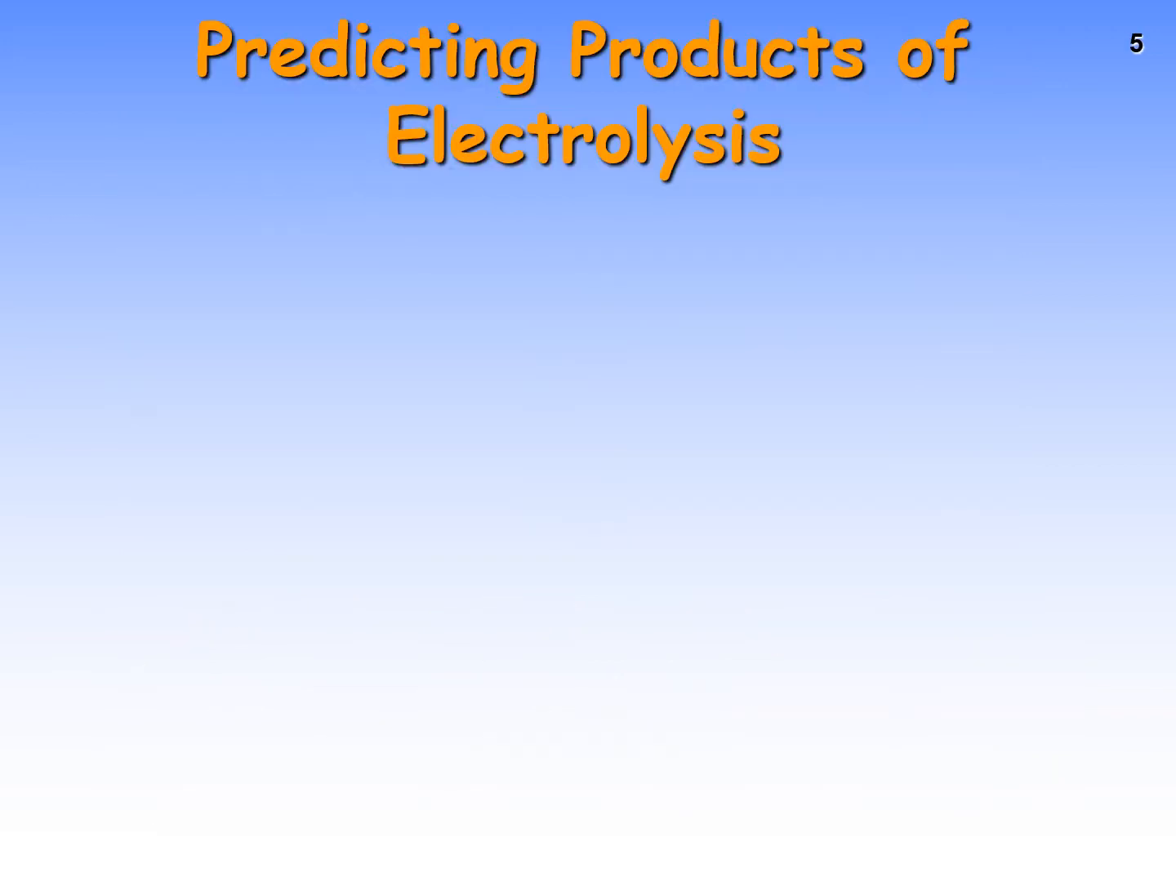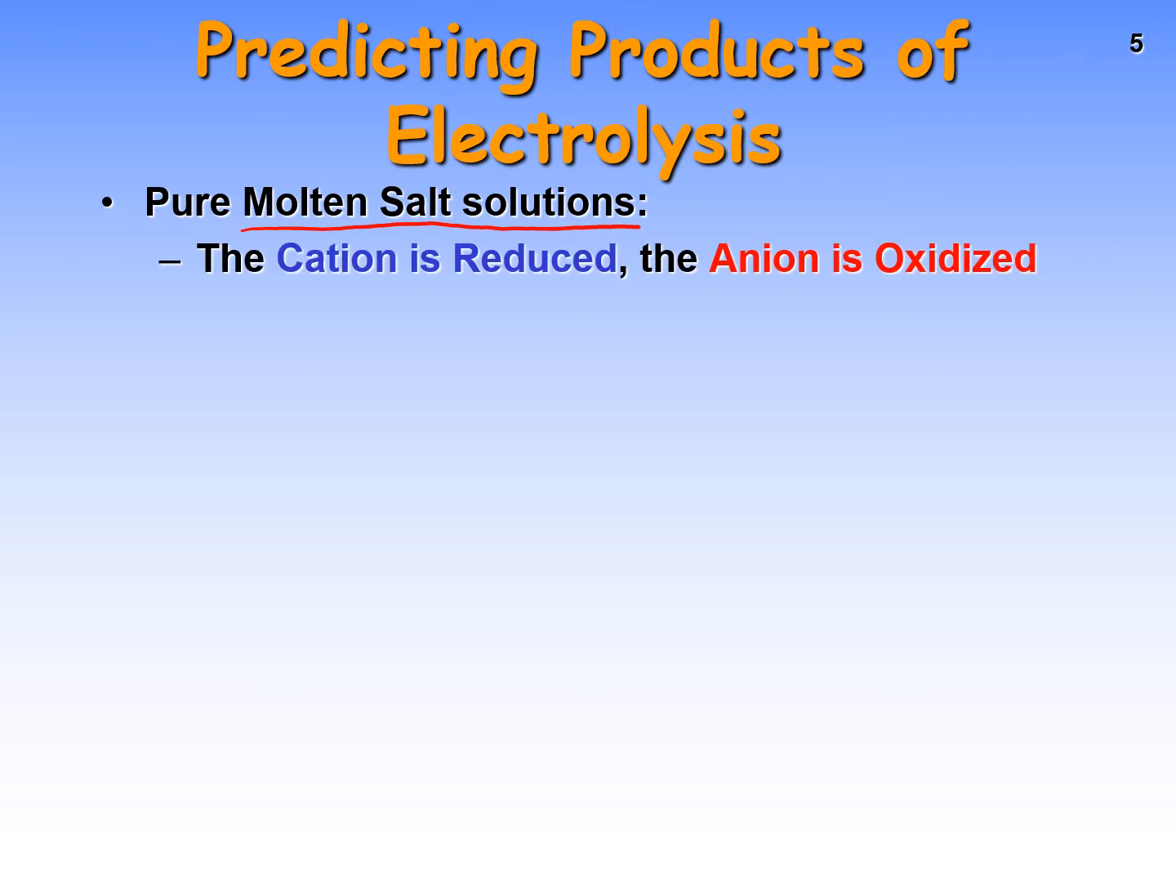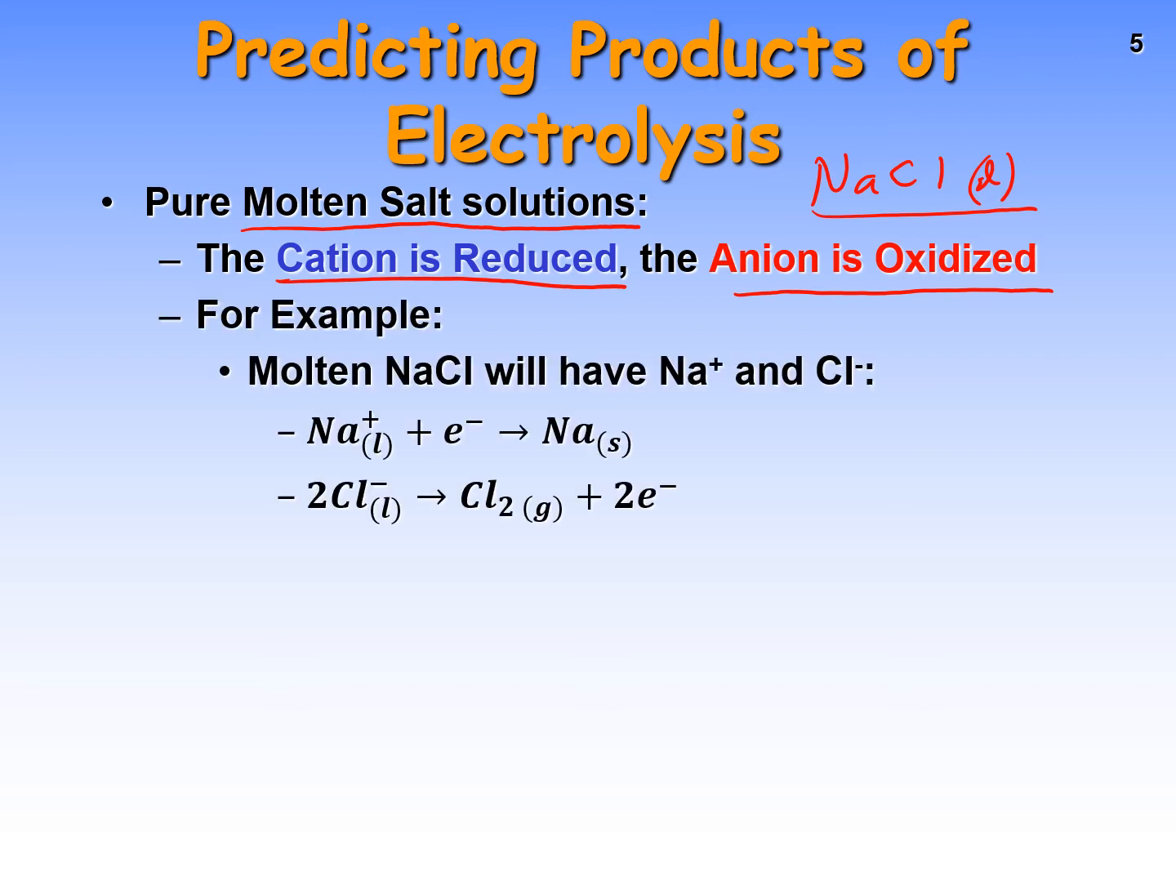So we can predict products of electrolysis. Now for pure molten salt solutions, which basically means we have something like NaCl liquid, we heated it up to a really high temperature and melted it. The cation is going to be reduced and the anion is going to be oxidized in a pure molten salt solution for electrolysis. In other words, in NaCl, we have Na+ being reduced to Na solid, and we have Cl minus being oxidized into Cl2 gas.